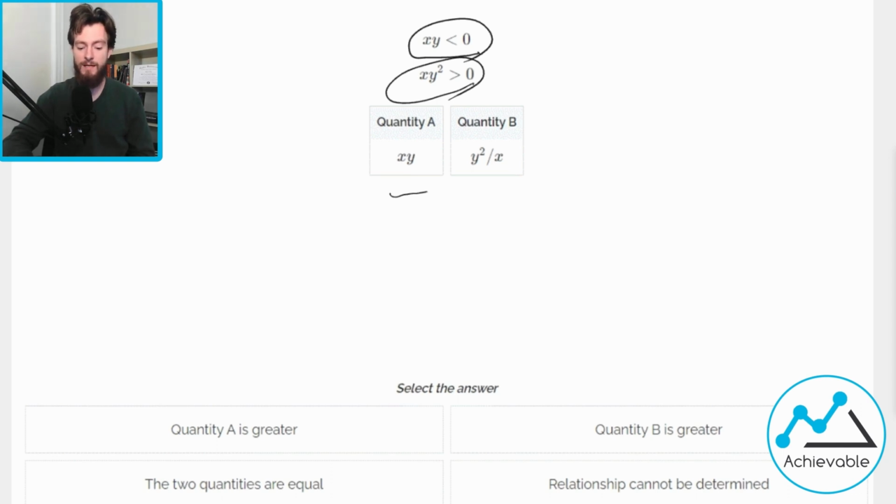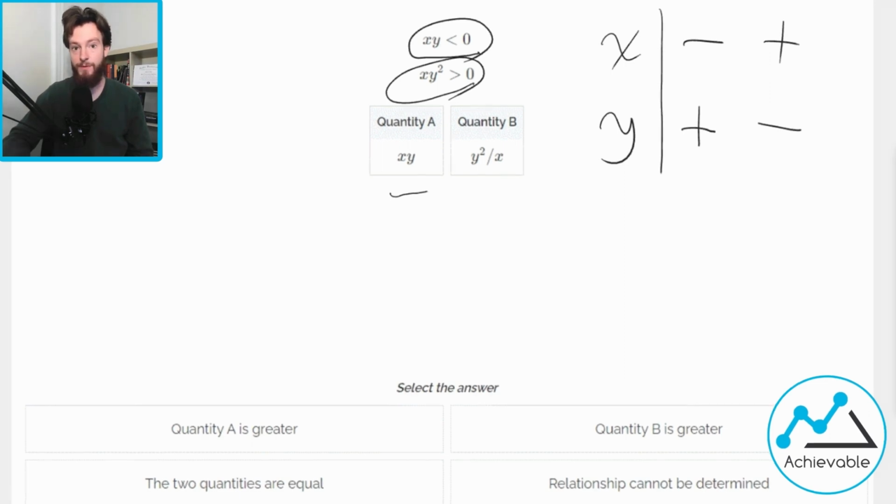So let's start off with x times y. X and y, we're going to list out here. X times y is negative. Well, if x times y is negative, then only one of the two must be negative. So either x is negative and y is positive, or x is positive and y is negative. These are the two worlds where x times y would be negative. After looking at the second constraint, we could determine which of these two worlds is true.